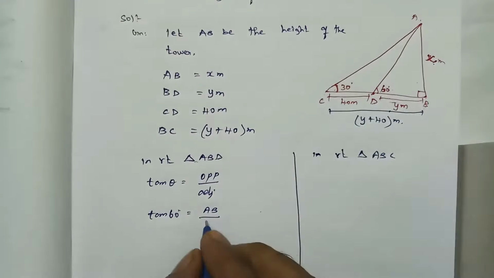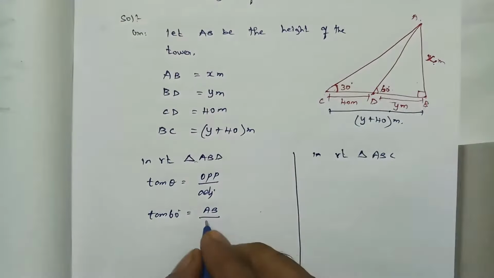So just simplify, taking x commonly outside. What is the remaining? Root 3 minus 1 by root 3, x alone. Just do the cross multiplication. x is equal to, say, x into root 3 into root 3, that is 3. 3 minus 1 divided by root 3 is equal to 40. So 3 minus 1 is nothing but 2. 40 is equal to x into 2 divided by root 3.